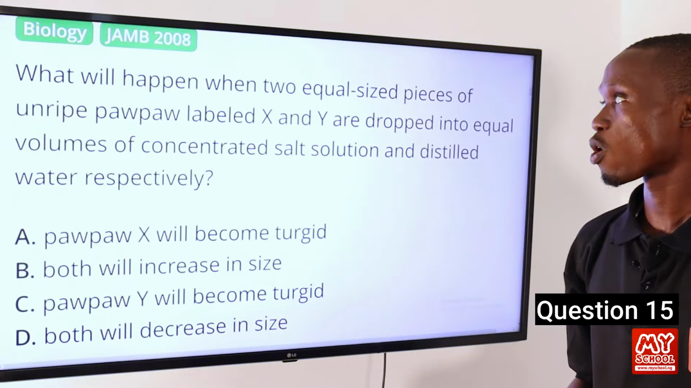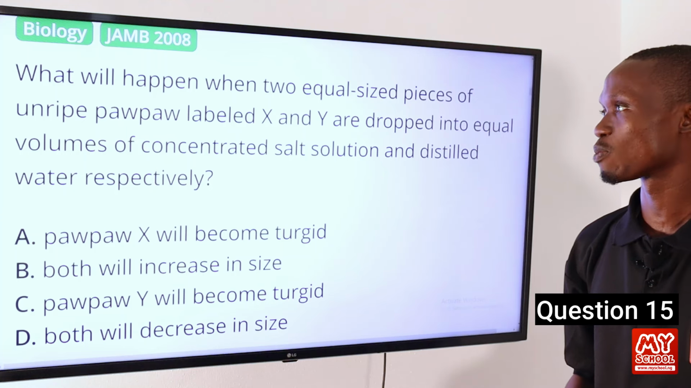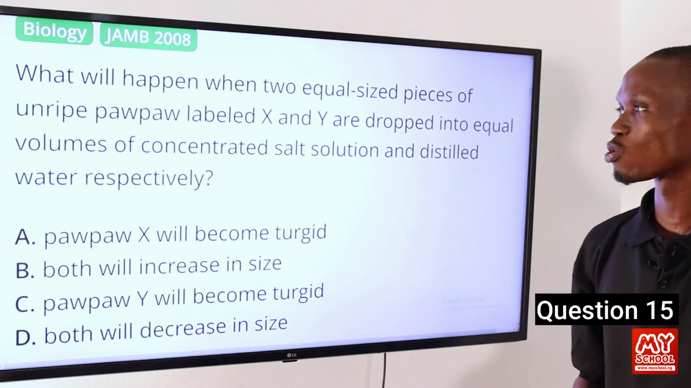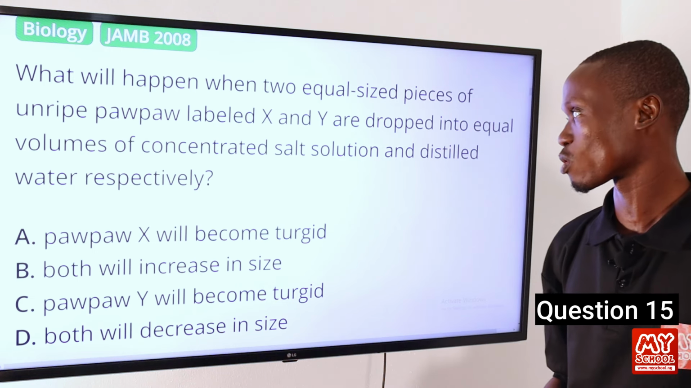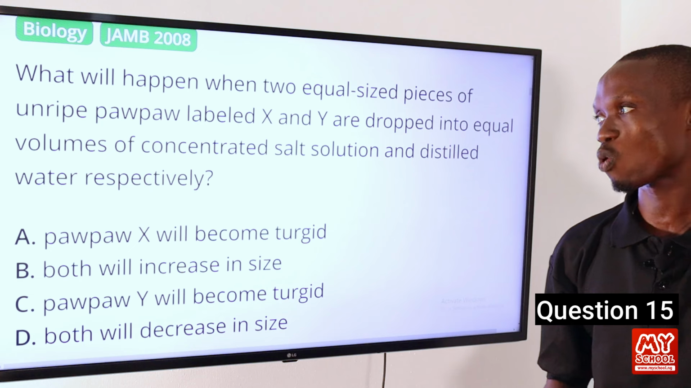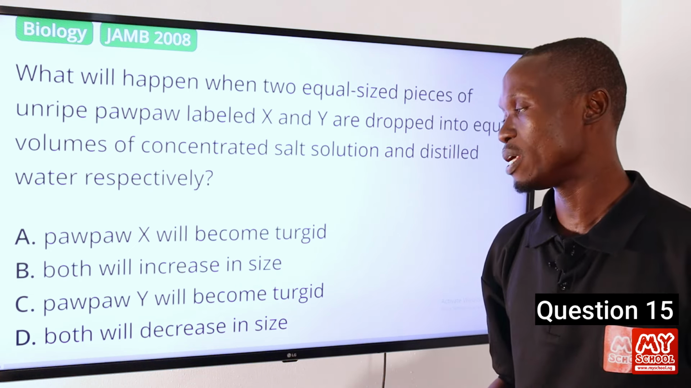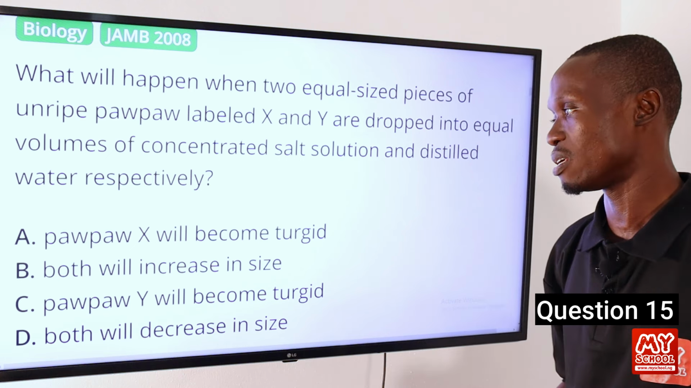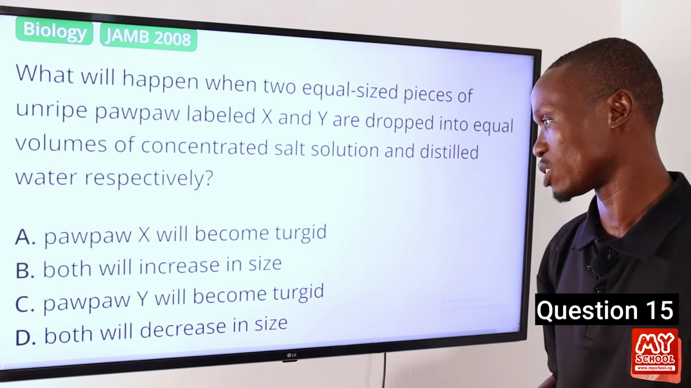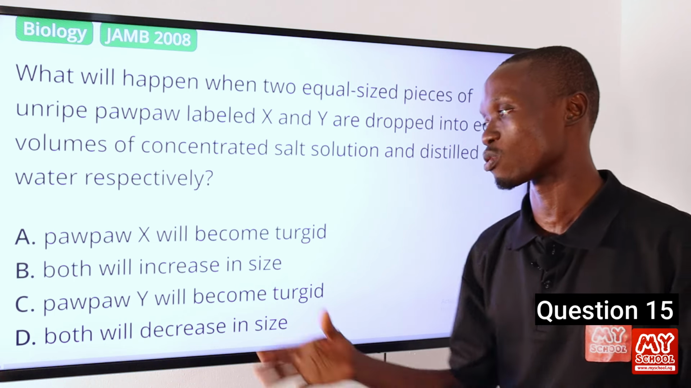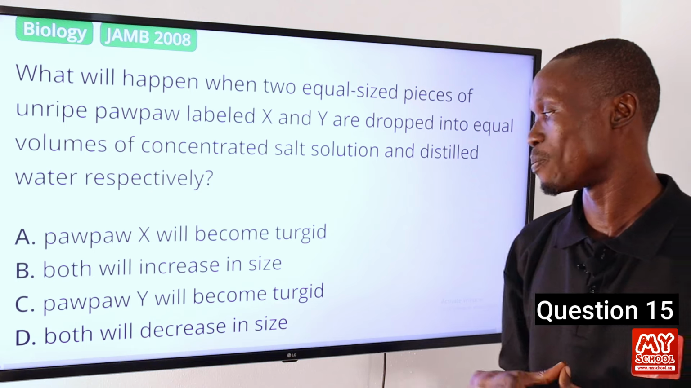Question 15. What will happen when two equal sized pieces of unripe pawpaw labeled S and Y are dropped into equal volumes of concentrated salt solution and distilled water respectively? A, pawpaw S will become turgid. B, both will increase in size. C, pawpaw Y will become turgid. And D, both will decrease in size. So the answer to this question is C, pawpaw Y will become turgid.